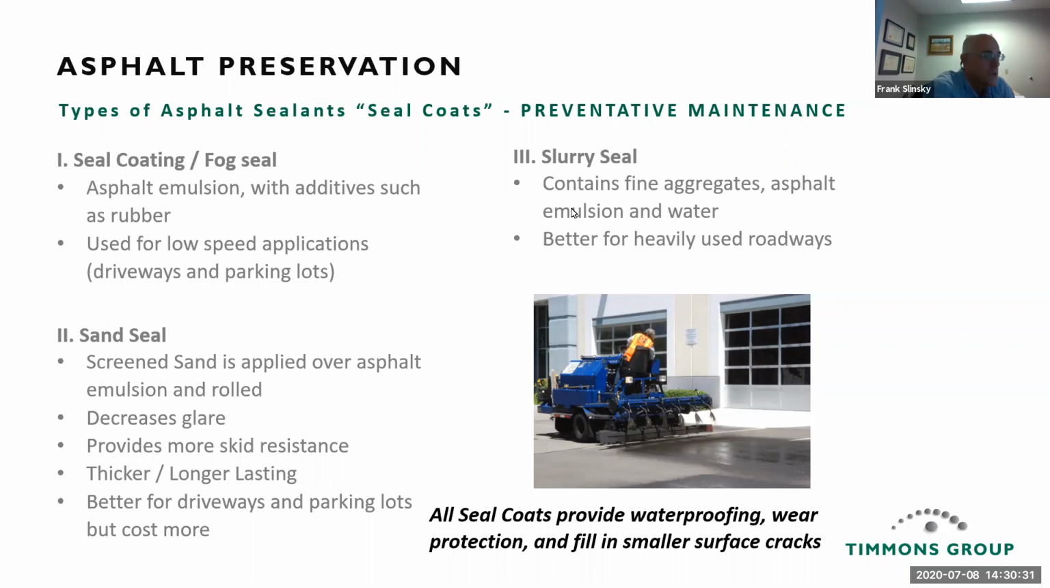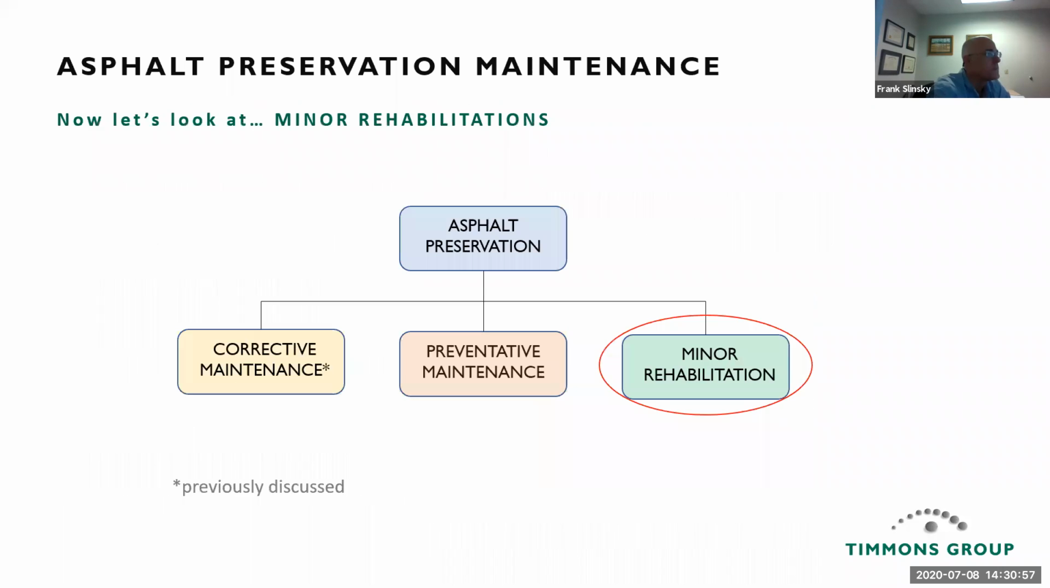Slurry seal contains fine aggregates and asphalt emulsion and water, and this is better for heavily used roadways. You get your good friction, and it's more heavy duty for roads. All seal coats provide waterproofing, wear protection, and fill in smaller surface cracks. So let's look at minor rehabilitations.